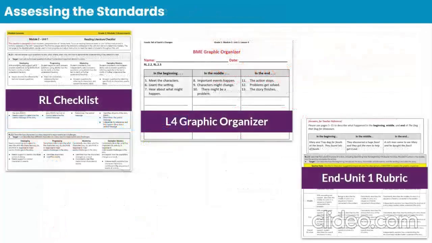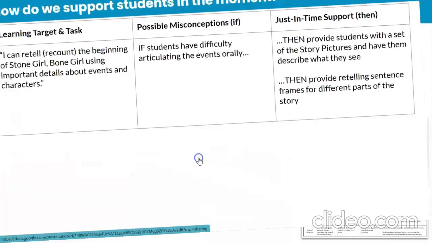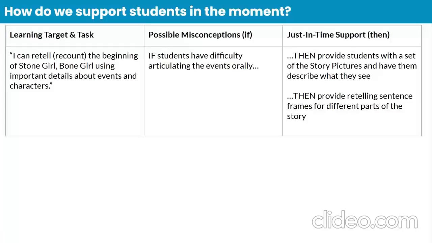Now that we have a better understanding of the standard and how it is practiced, let's look at how it is assessed. The RL checklist is used for academic monitoring when you listen to and observe student practice. In Lesson 4, students move from orally practicing recounting to using a graphic organizer. This is in preparation for the unit assessment. It is always a good idea to unpack the unit assessment prior to launching the unit. There are several ways to support students as they practice RL 2.2 and 2.5.